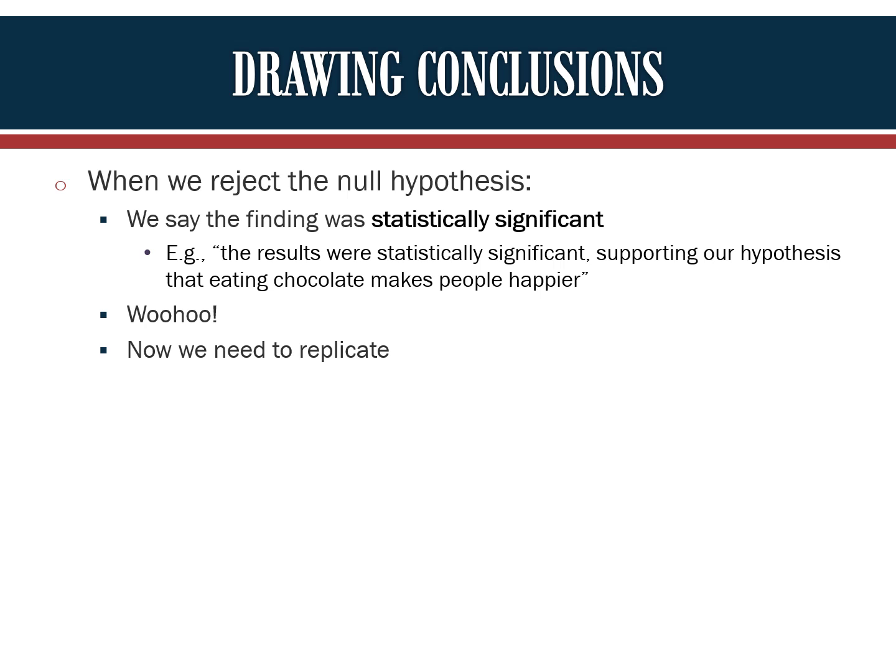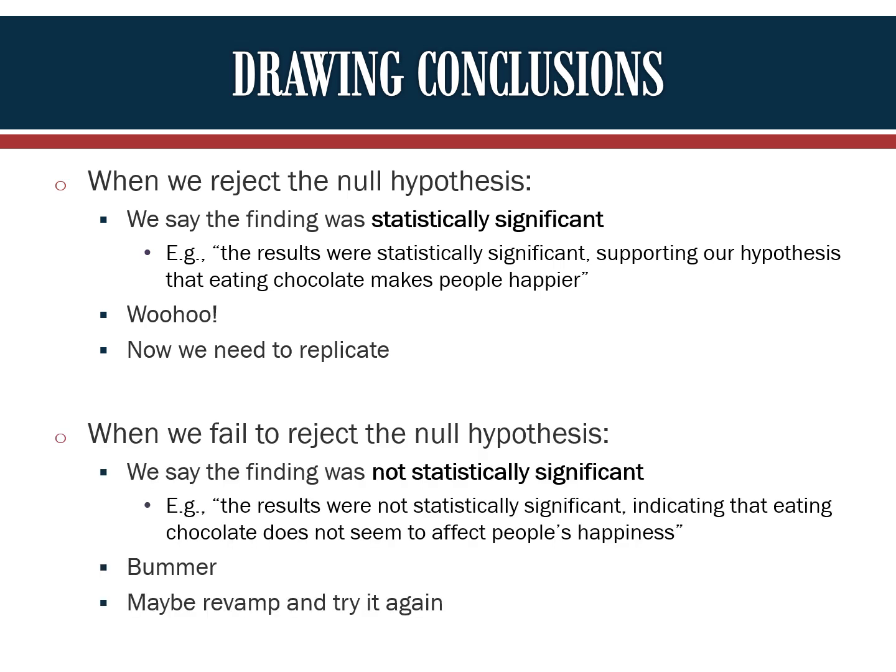If we get the significant effect twice in a row, we're a little more confident that it really is a real effect after all. If you fail to reject the null hypothesis, so if we say, looks like the null is true after all, that's when we say the finding was not statistically significant. So for example, the results were not statistically significant, indicating that eating chocolate does not seem to affect people's happiness. That's usually a bummer because usually we're not trying to find null results, right?